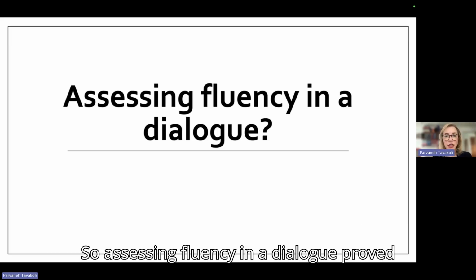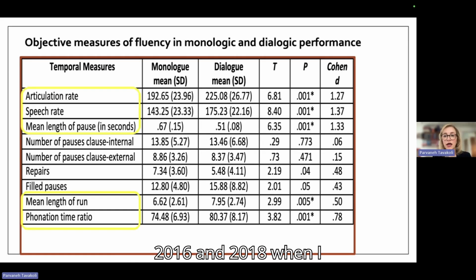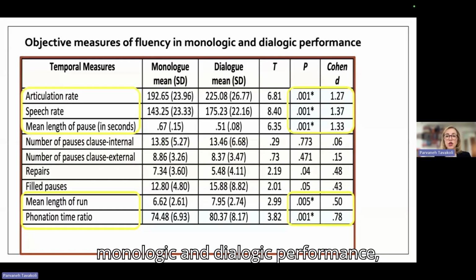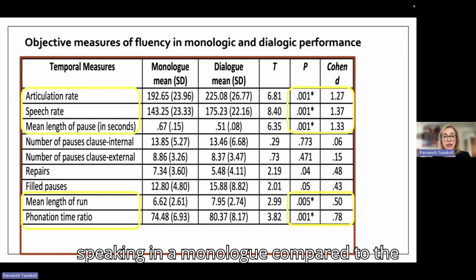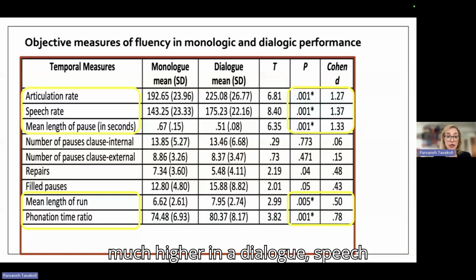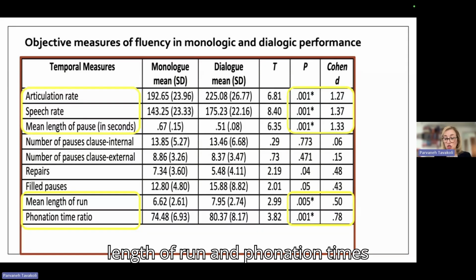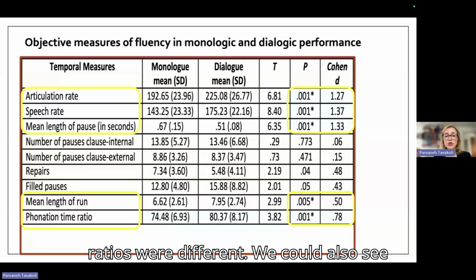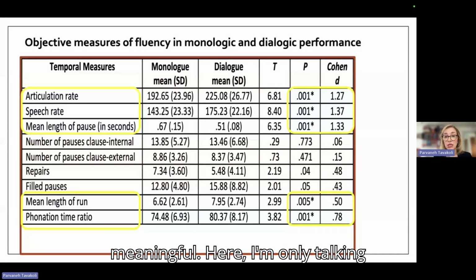Assessing fluency in a dialogue proved to be very different in a study in 2016 and 2018 when I compared fluency in monologic and dialogic performance. There were significant differences in the same speakers speaking in a monologue compared to a dialogue. Articulation rate was much higher in a dialogue, speech rate the same, pauses were longer in a monologue, and length of run and phonation time ratios were different. We could also see differences in repairs and filled pauses, but they were not statistically meaningful.